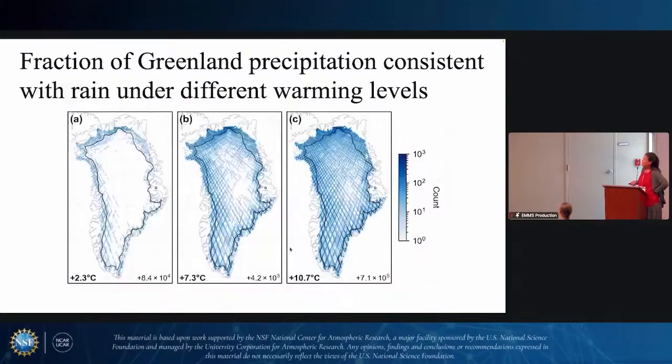And then we can make maps. So for example, the fraction of Greenland precipitation consistent with rain under different warming levels. 2.3 degrees is actually where rain doubles. You can see rain is still not occurring at the summit of Greenland, but we're starting to get it along the margins. At 7.3 degrees Celsius of warming, 50% of the precipitation below 1,500 meters is rain. And with 10.7 degrees, rain is 50% of the precipitation.